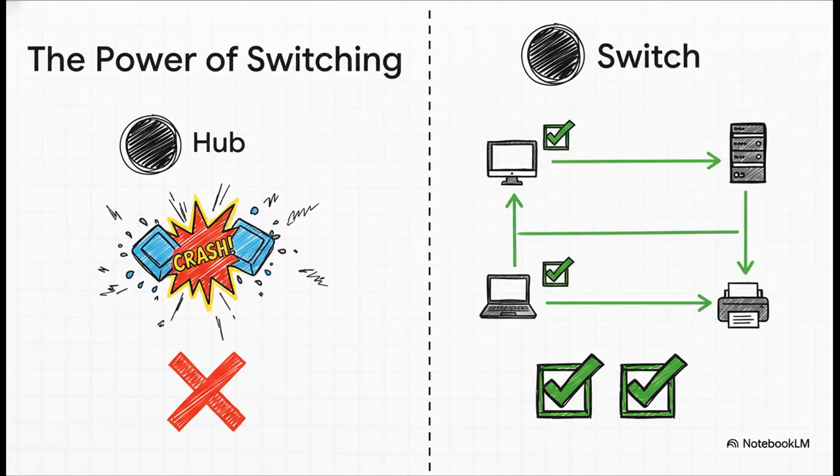This learning ability completely revolutionized local networks. It's what allows for direct, point-to-point communication. It gets rid of those collisions because each port basically becomes its own private line. The whole network becomes incredibly efficient because all that unnecessary chatter is just gone.